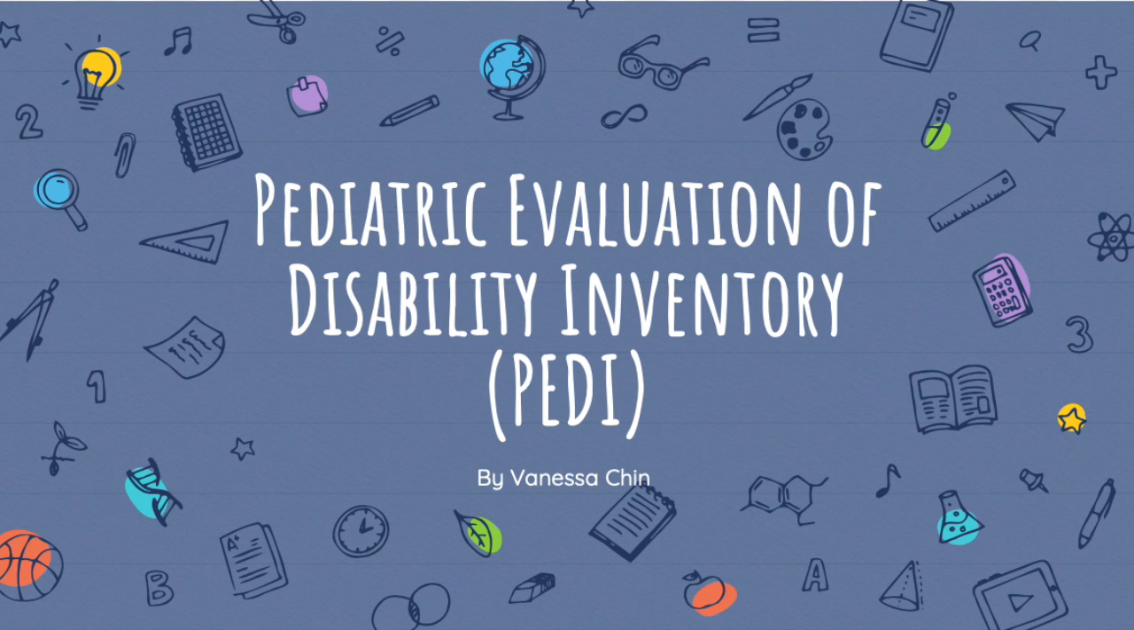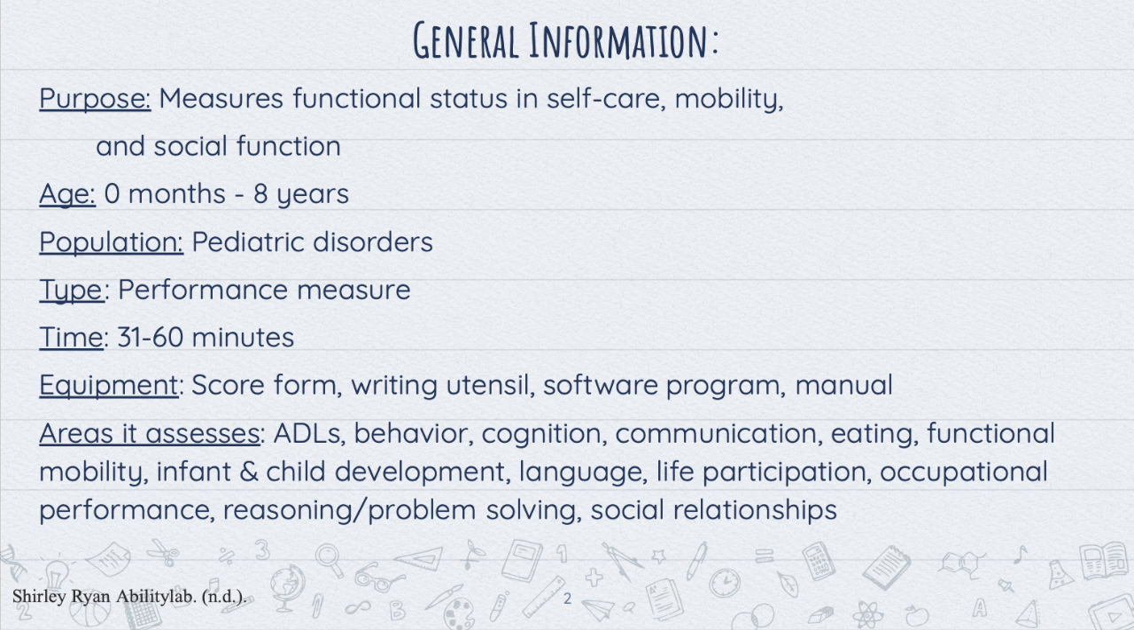Hi everyone, so one of my assessments is the Pediatric Evaluation of Disability Inventory, aka the PEDI. The purpose of this assessment is to measure functional status in self-care, mobility, and social function among children with pediatric disorders between the age of 0 months to 8 years. It is a performance measure that should take between 31 to 60 minutes.